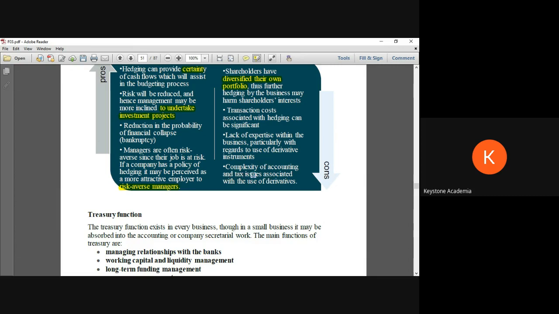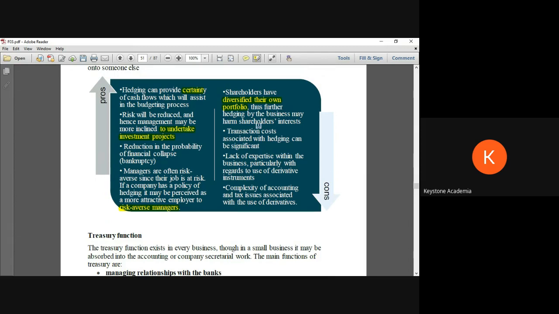Then complexity of accounting with tax issues associated with the use of derivatives or hedging. Again, it's more complex for the accounting and reporting as well. So unless we are getting that much returns, we don't need to do that. But imagine a company who is totally into that, definitely for them it is a must requirement. Otherwise, no stakeholder will trust them. Simple as that.